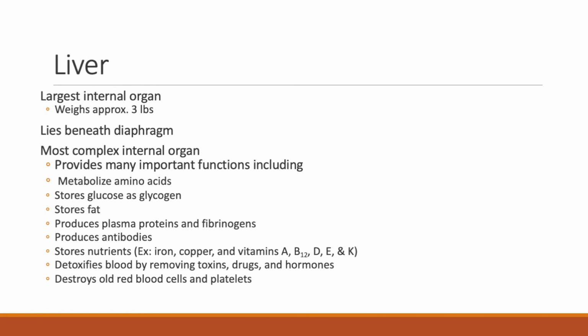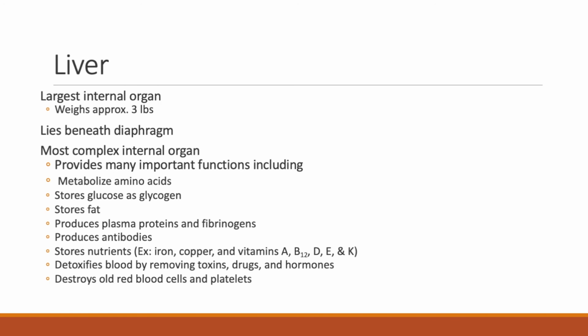The most complex internal organ, the liver provides many important functions, including: metabolizes amino acids, stores glucose and glycogen, stores fat, produces plasma proteins and fibrinogens, produces antibodies, stores nutrients, iron, copper, vitamins A, B12, D, E, and K. So in your journals where you wrote down your vitamins and minerals, you can put a little red star or highlight that area to show that all of those are stored in the liver.